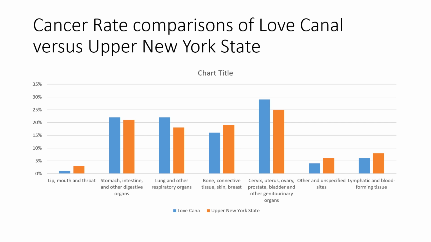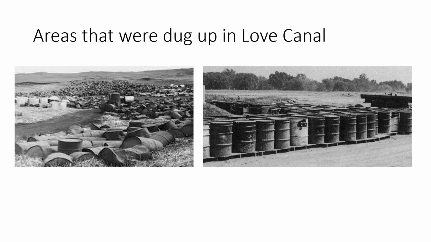And in fact, when you look at a lot of the cancer rates, they are much higher, the blue being Love Canal, and then the orange being the rest of upstate New York. You saw higher rates in lung and other respiratory, slightly higher in stomach, and then you can see where cervix, uterus, ovary, prostate, bladder, and other genitourinary organs had higher rates there as well. So definitely there was a problem here. And that was really the issue with the benzene. When they dug up the Love Canal area, this is all the oil drums they found. There were literally thousands of them, a lot of them corroded through.